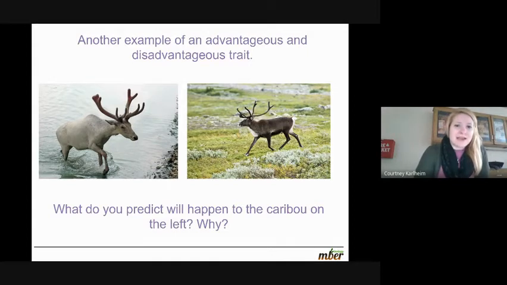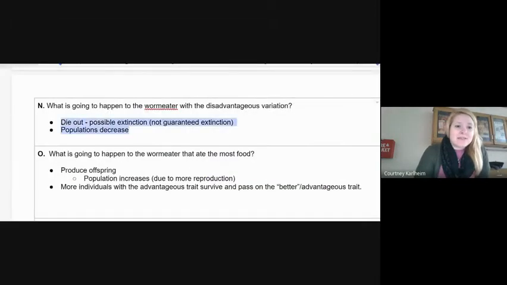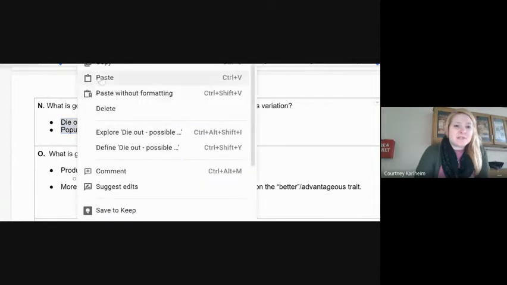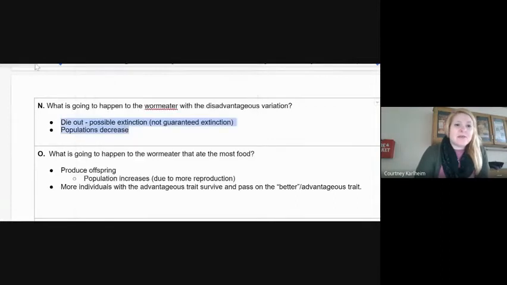So I think that was one in the notes. In box M, it says what would happen to these guys. You told me that they wouldn't be able to camouflage, so they would get eaten, and their population eventually could go down. Depending on how bad the disadvantage is, they could possibly go extinct, but remember that takes a long time. It doesn't always happen, but it could possibly lead to extinction.